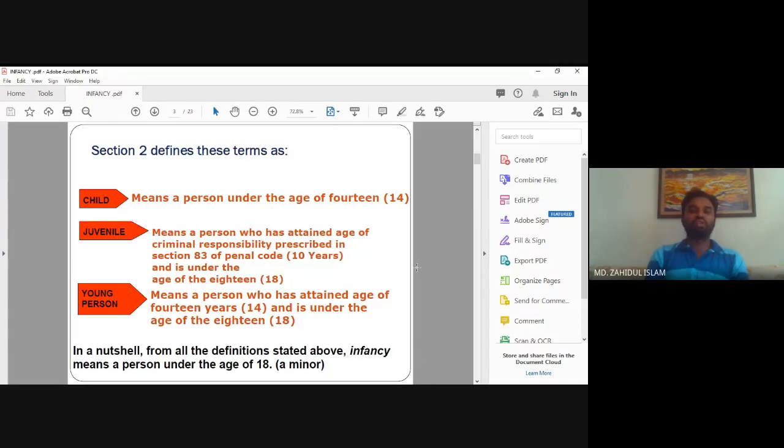Juvenile means a person who has attained the age of criminal responsibility prescribed in Section 83 of the Penal Code, and is under the age of 18 years old. So Section 83, we will discuss it later. Then young person means a person who has attained the age of 14 years old and is under the age of 18 years old. So 14 to 18, young person. So these are the three categories under infancy.